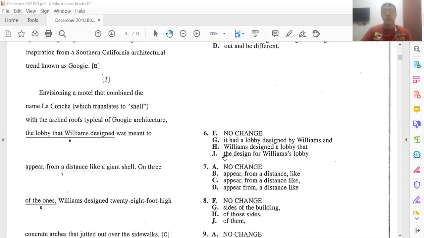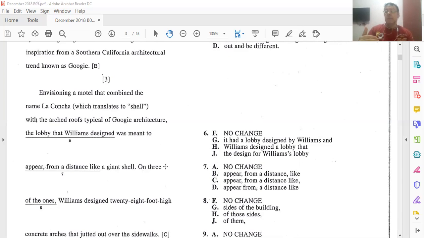So we should say Williams designed a lobby that. So he is talking about the motel and it says Williams designed a lobby that was meant to appear from a distance like a giant shell. If we read the rest of the sentence, it will make sense. So there is no need to use passive structure.